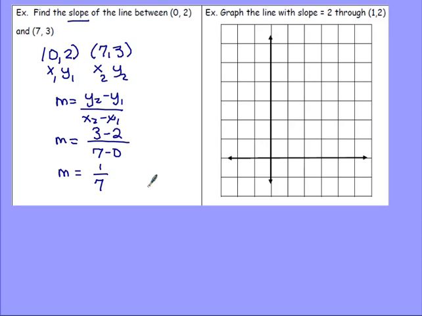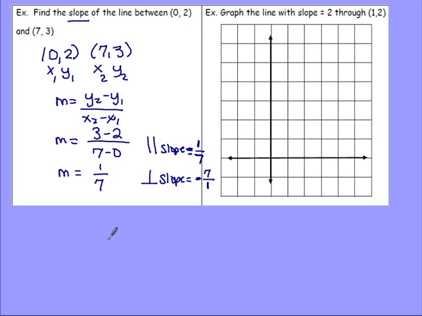Let's talk about what our slope would be that's parallel to that. Parallel lines have the same slope, so it's actually going to be the exact same thing, 1/7. The slope that's perpendicular to that is going to be flipped and opposite, so it's going to be 7/1 and negative. All right, so let's look at that with the graph.